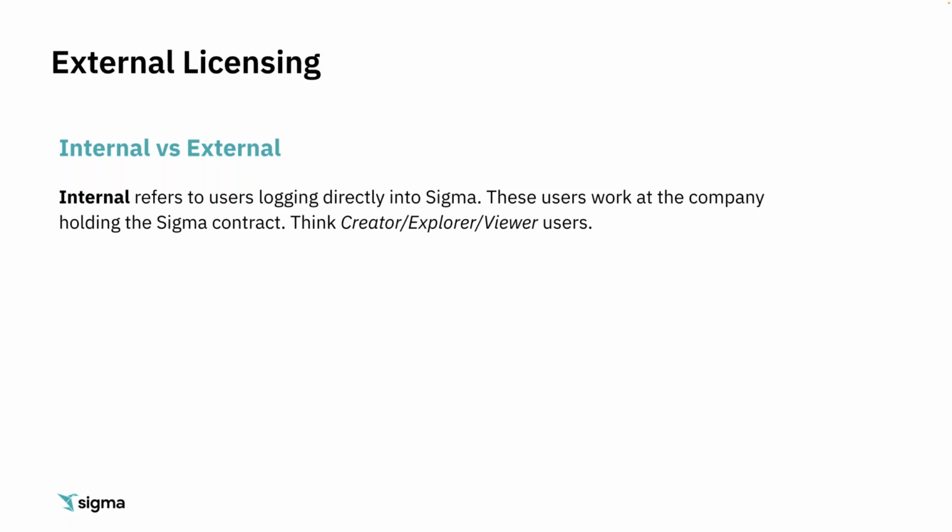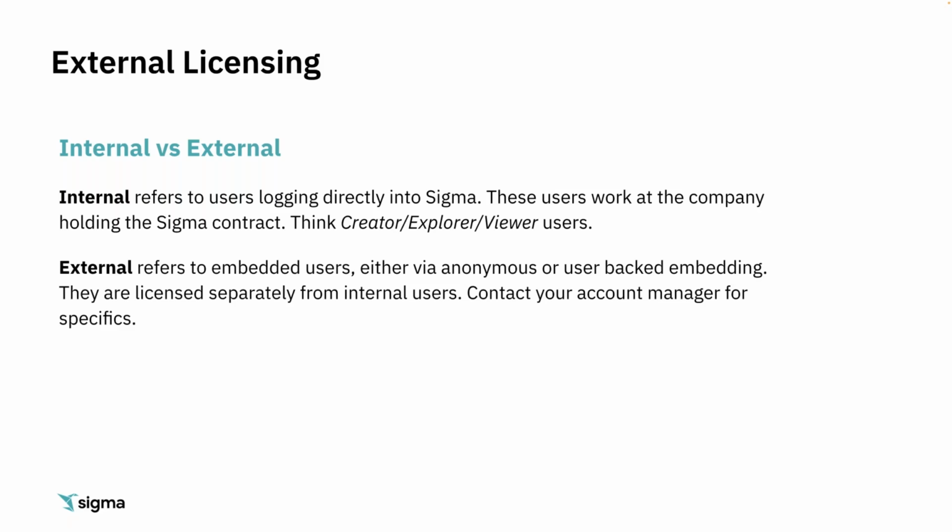Viewer users are free in Sigma. So they'll work at your company. And then external users are your customers, or our customers' customers, which would be your customers. These are external users, and they are licensed differently, is kind of a short answer. And I can't go into the specifics because it's fairly complicated and depends on what kind of experience you're providing to your customers.